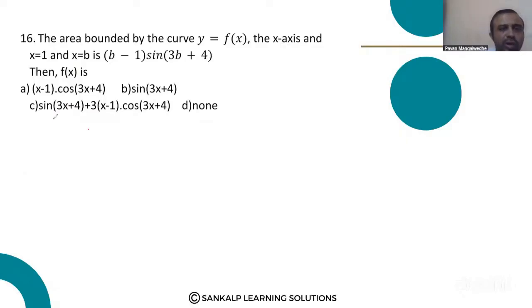The area bounded by the curve y is equals to f of x, the x-axis and x is equals to 1 and x is equals to b is b minus 1 sine of 3b plus 4. Then f of x is what?